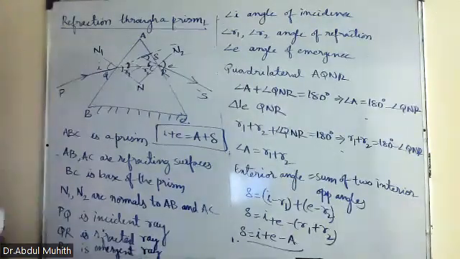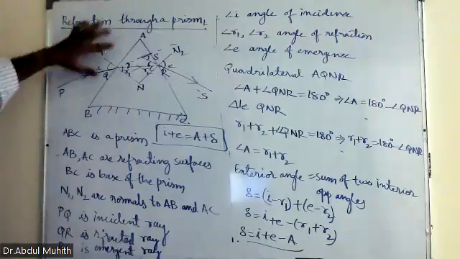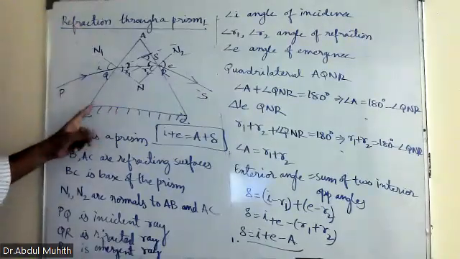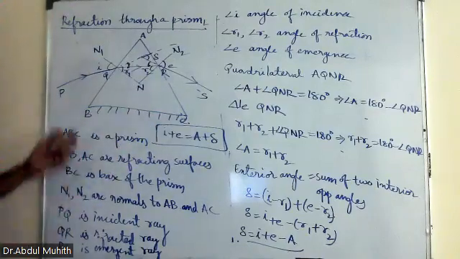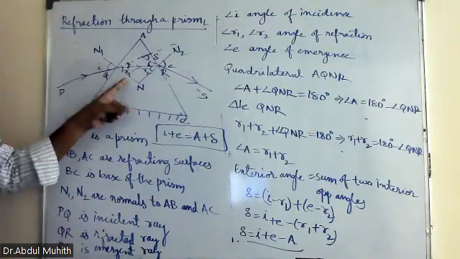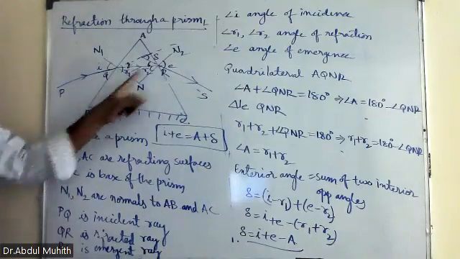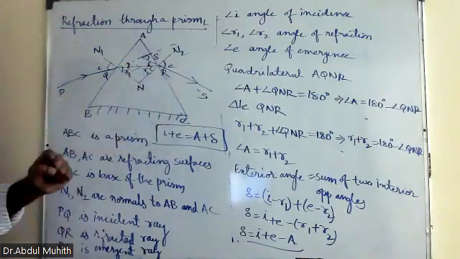Okay, so we are going with refraction through a prism. See here quickly. ABC is a prism. AB and AC are refracting surfaces. BC is the base of the prism. Now, N1 is a normal to the surface AB, and N2 is the normal to the surface AC.